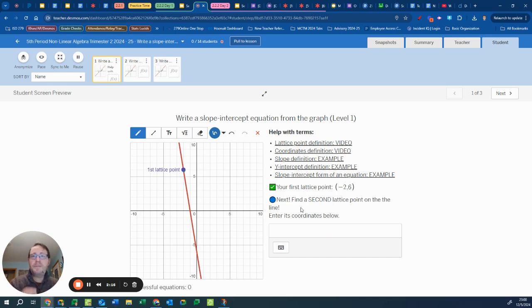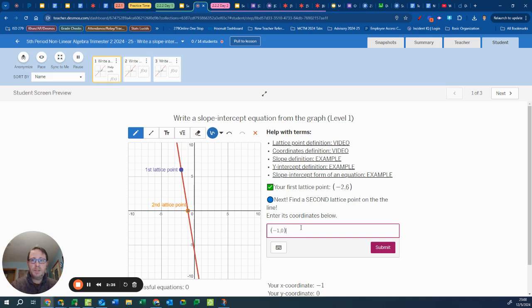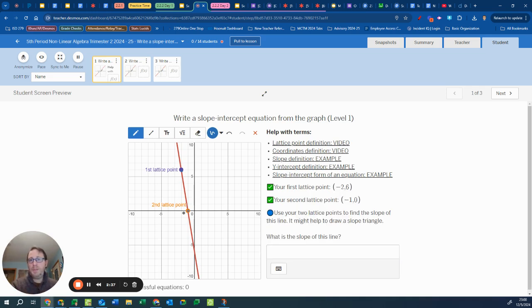Now my instructions say, find a second lattice point. Okay. And since I know the definition of lattice point, and if I didn't, I looked it up. And I know the definition of coordinates, and if I didn't, I looked it up. I'm going to say, I want this one here, -1, 0. And it's going to be happy with me. It's going to graph it and say, go on. Now, use those 2 lattice points to find the slope of this line. Pro tip, your line will not be the same line as this one here. So you will have to go find this information.